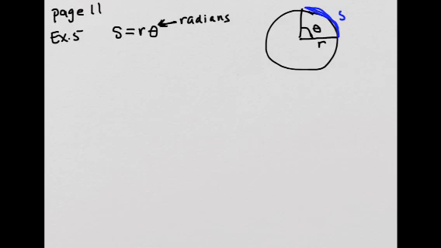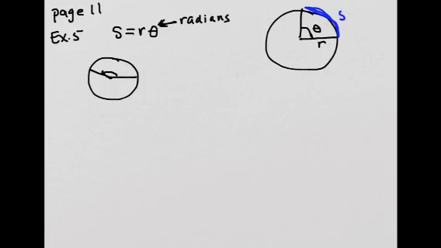Alright, so for example 5, they want you guys to find the arc length of a circle with radius 27 inches. The angle is 160 degrees, and they want you to find the arc length. They want you to find this measure right here. Okay, we know that this is 27 inches, and we know that this is 160 degrees. So to make it a little bit more realistic, I guess, 160 degrees is approximately right here.